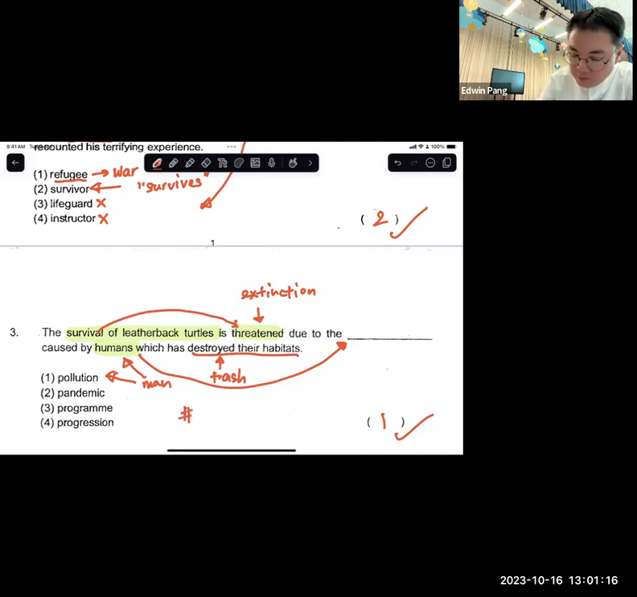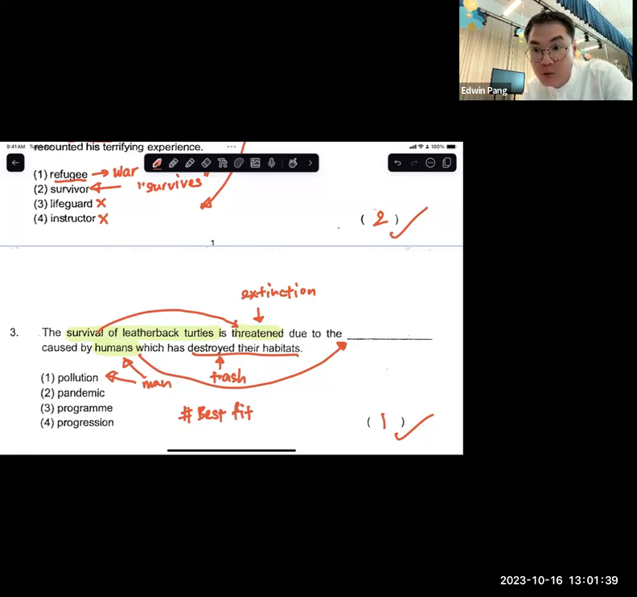I'm using the principle of best fit, right? So which word best fits all the clues? Okay, so principle 1 was to eliminate. That means I remove all the bad answers. Principle 2 is to find the answer that fits the best. In this case, the answer that fits the best is pollution. The others can't fit for various reasons. Pandemic, you all know what's pandemic, right?